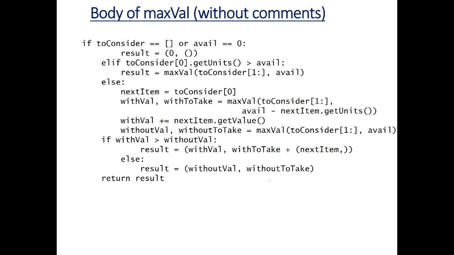So if there's nothing left to consider, or the available weight is 0, then we'll return the tuple 0 and empty. Otherwise, we'll look at the first item that's still in to consider. If its weight is more than is available, then we know we can't take it. So we'll return max val of to consider without that item. We're slicing it here, and avail unchanged.